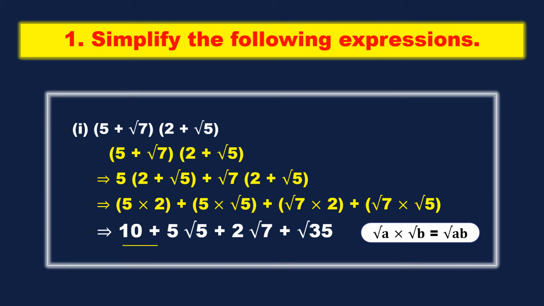Okay, here you have 10. This is a rational number 10. Okay, these three are irrational numbers. So these three, 5 root 5, 2 root 7, different terms, we cannot solve them. And root 35 is also a different thing, we cannot solve them. So we cannot simplify it. So this is your last step.